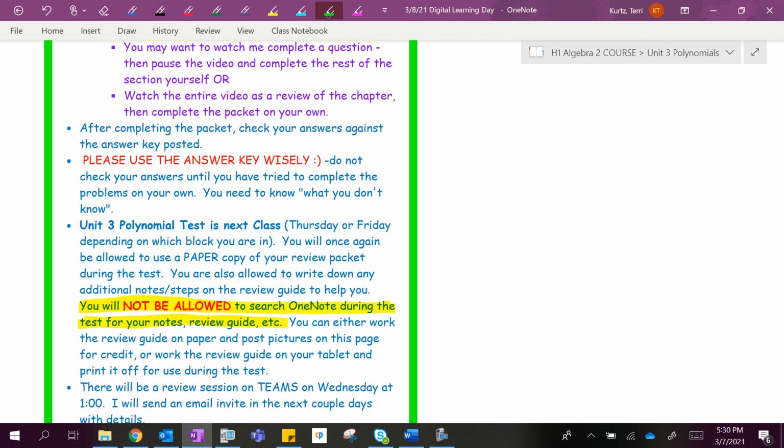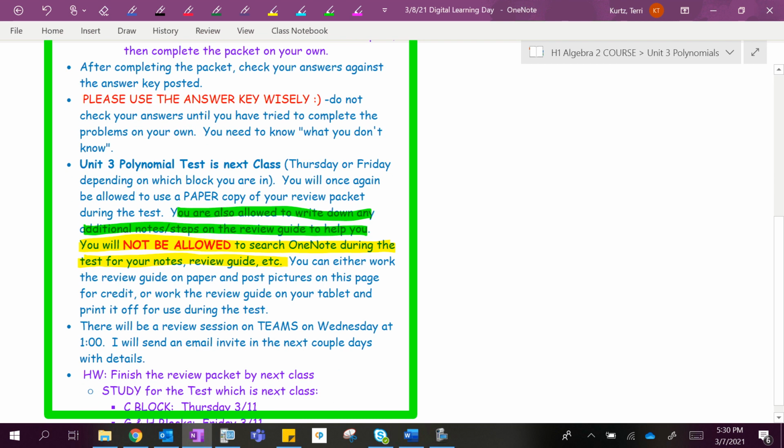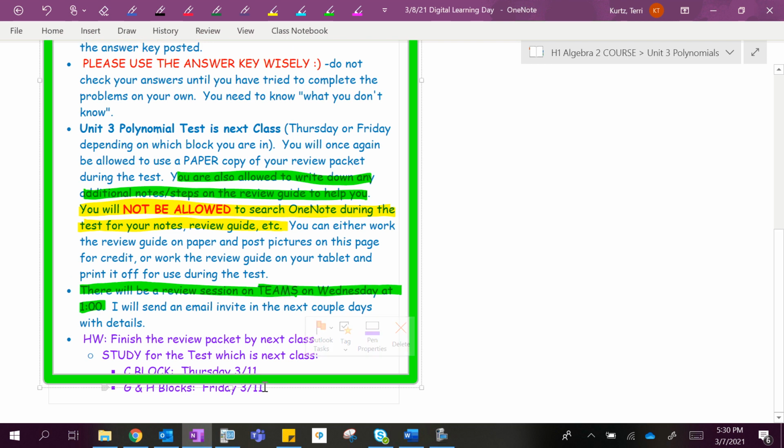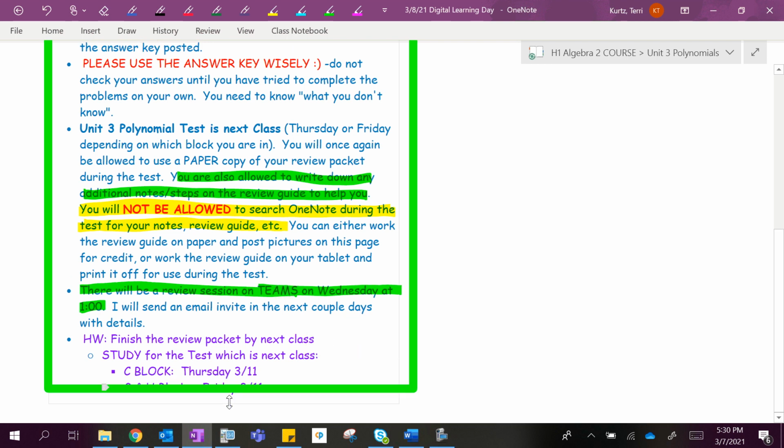I also encourage you, if there's any notes you want to write down on your review guide, that is perfectly fine too. Don't feel like you're cheating or anything if you write some extra steps to help you remember, okay? I will be sending out an invite to a Teams review session on Wednesday at 1 o'clock for all of the blocks together. For anyone who wants to attend, I'll just be going over the review guide and taking any questions.